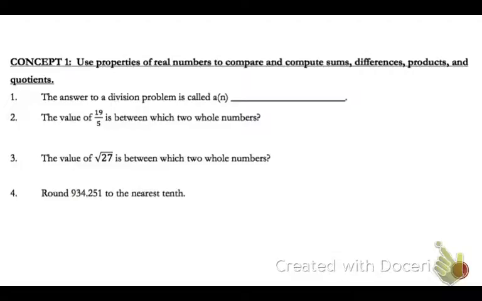These problems cover Concept 1, where we're using properties of real numbers to compare, compute sums, differences, products, and quotients. Number 1, the answer to a division problem is called a quotient. And just a quick review, a sum refers to an addition problem, a difference is subtraction, product means multiplication, and we'll just use the dot now in Algebra 1, and quotient is divide.